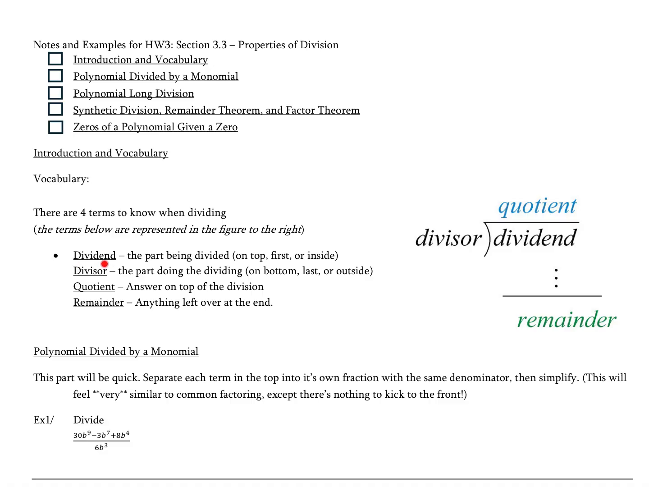We have the dividend, that is the part being divided on top, first, or inside. We have the divisor, the part doing the dividing on the bottom, last, or outside. You can see it outside and inside here. The quotient, that is the answer on top of any division, because we'll be doing a lot of dividing like this. And then the remainder is anything left over at the end.